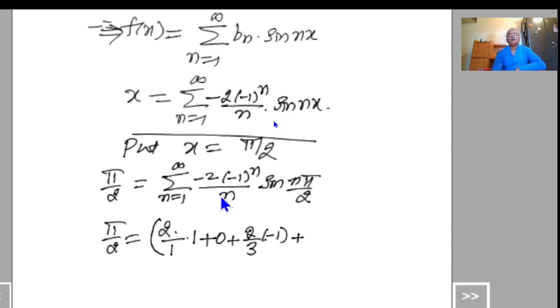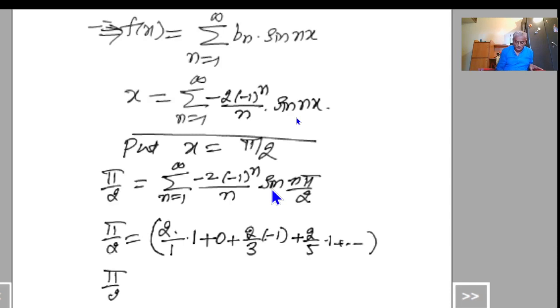If n equal to 5, then what happens? This becomes minus 1, minus into minus is plus. This becomes 2 by 5, and sin of 5 pi by 2. What is the value of sin 5 pi by 2? This is equivalent to just sin of pi by 2, that is equal to 1. That is into 1, plus, and so on.